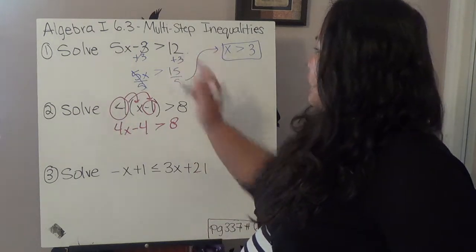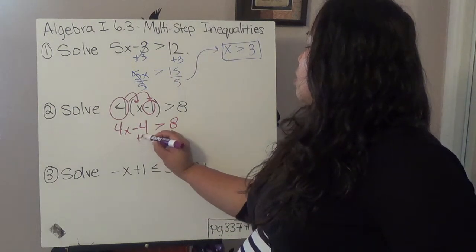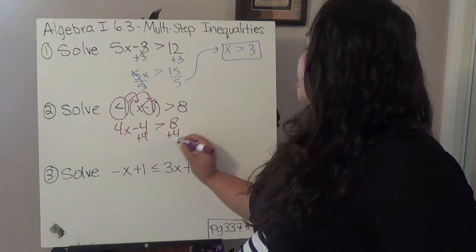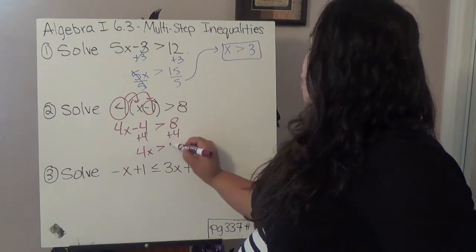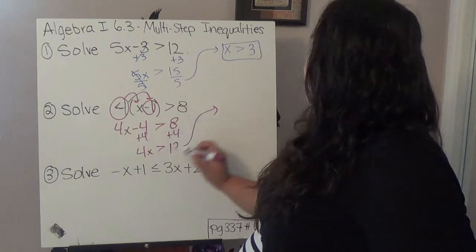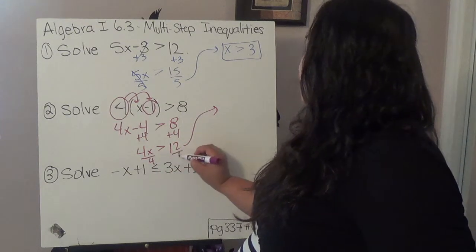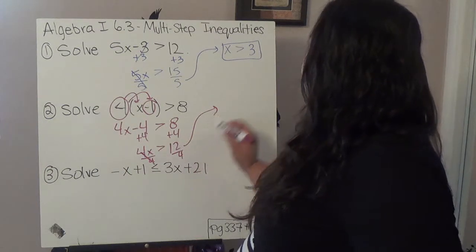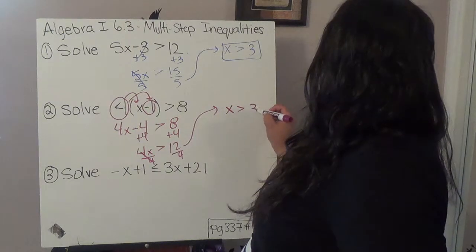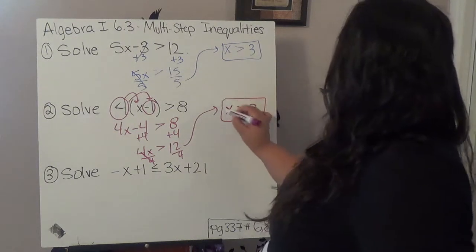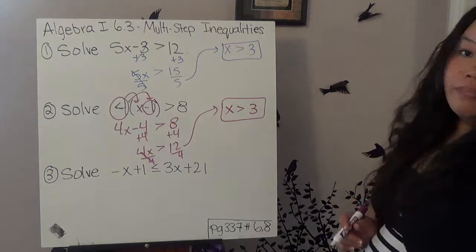Then it's the same thing that I did here. I'm going to get rid of my negative 4 by adding 4. I end up with 4x is greater than 8 plus 4, which is 12. I'm going to divide both sides by 4, and since it's positive, I don't do anything different. x is greater than 12 divided by 4, which is 3.